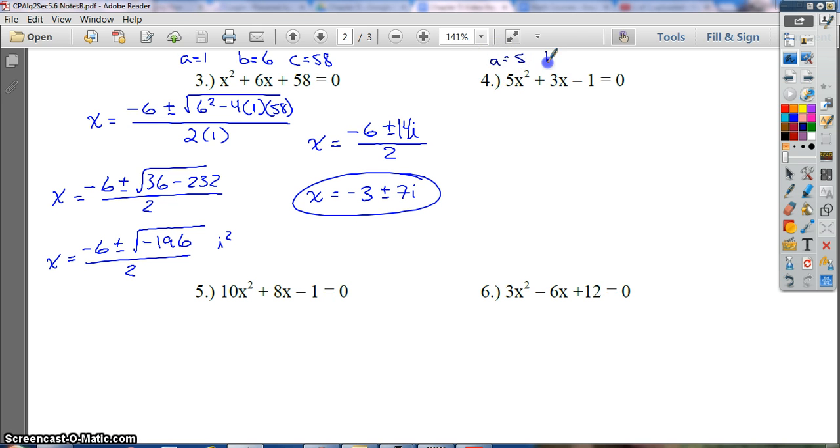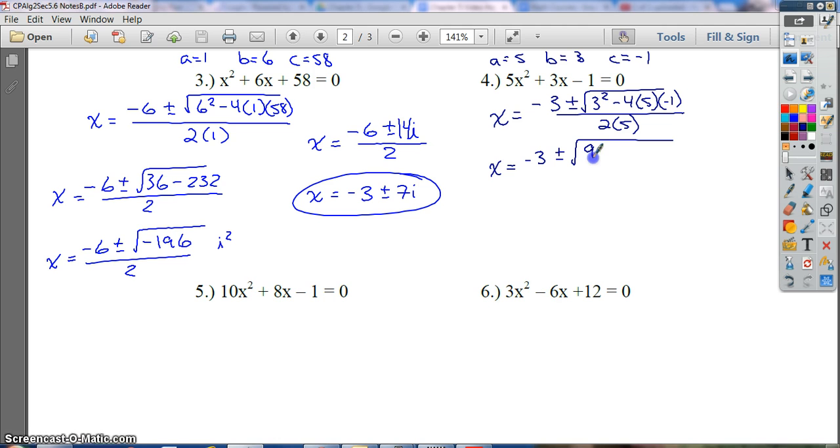Going to 4. A is 5, B is 3, C is negative 1. So looking at x equals negative 3 plus or minus the square root of 3 squared minus 4 times 5 times negative 1, all over 2 times 5. All right. Again, can't do anything out front. All my work's underneath that radical. So 3 squared is 9. 4 times 5 times 1. Negative times negative is positive. 4 times 5 times 1 is 20. So plus 20 here. All over 10.